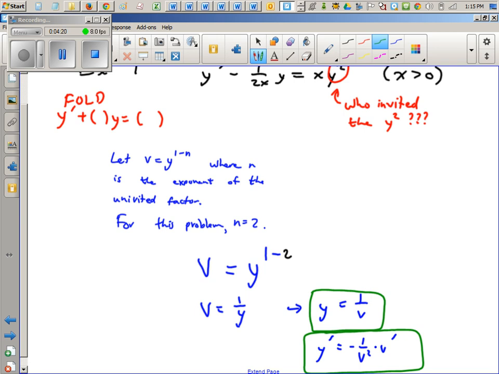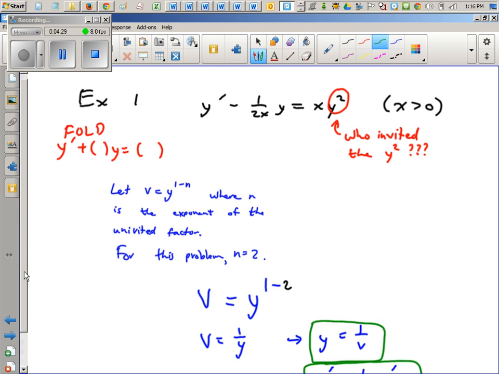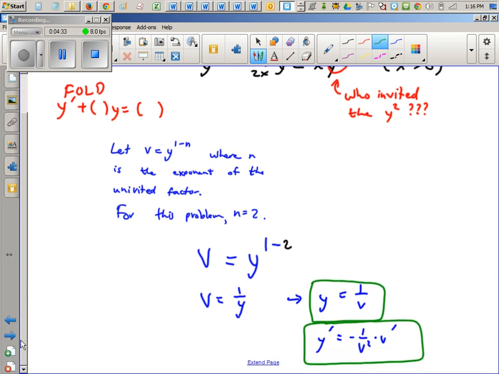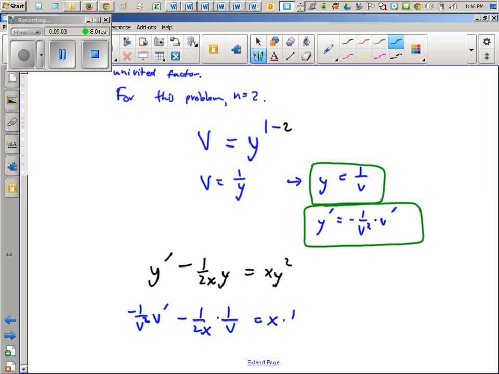And guess what? If we do that, it's a first order linear. It's very ingenious. Let's take a look back at the original problem. The original problem said y prime minus 1 over 2x y equals xy squared. Watch what happens when we write it with our newly found variables. Goodbye y prime, hello negative 1 over v squared v prime. Minus 1 over 2x, goodbye y, hello 1 over v. And xy squared, goodbye y squared, how about 1 over v squared?